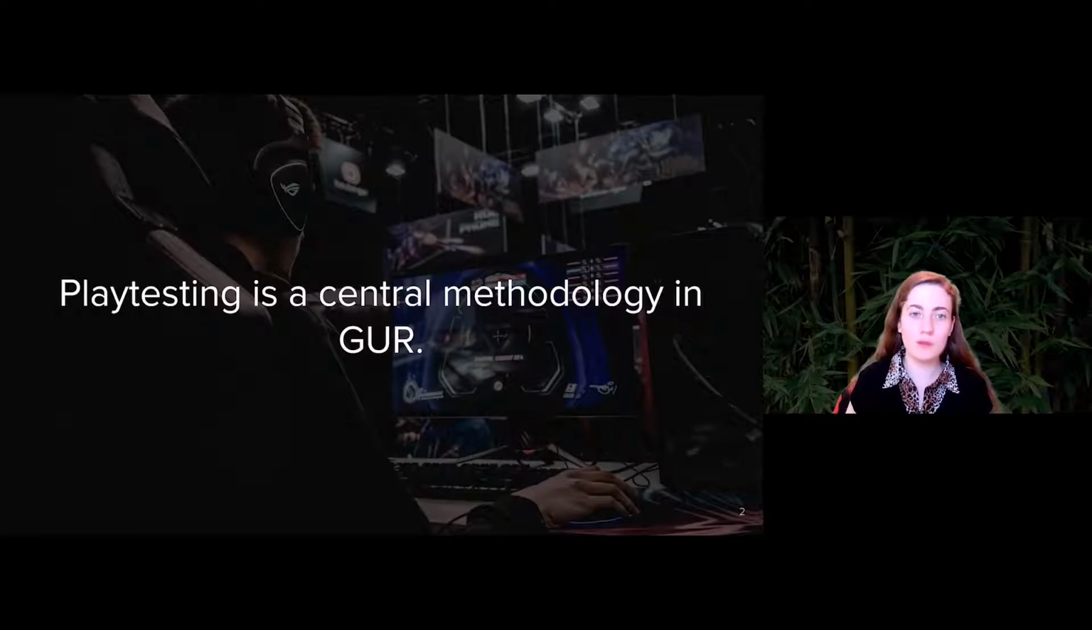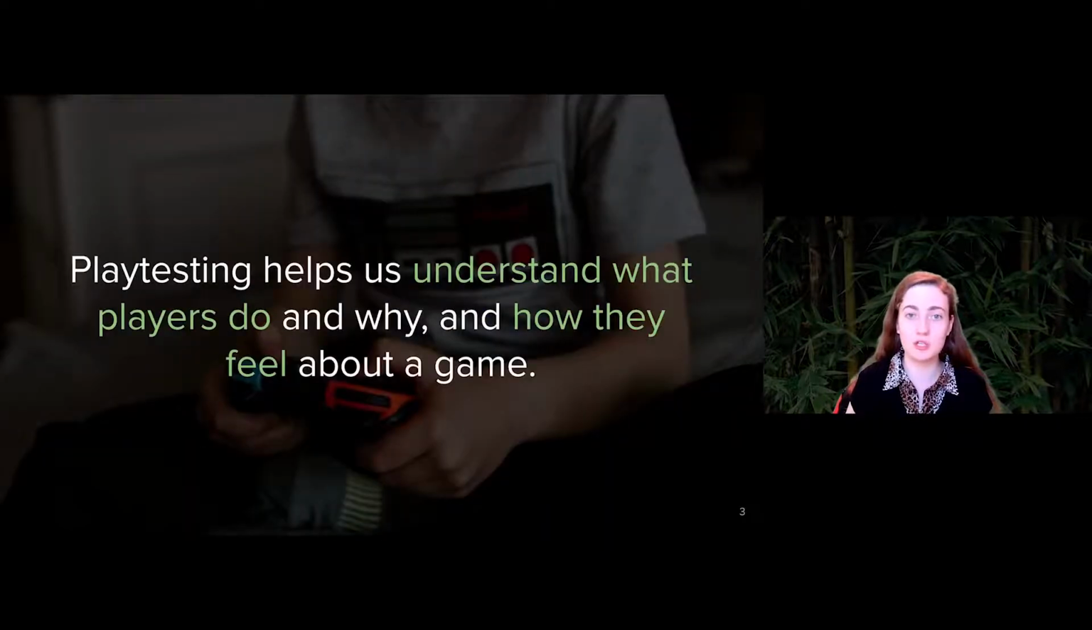So, we all know that playtesting is a critical part of games user research to answer questions about player understanding, challenge, enjoyment, and pretty much every other aspect of user experience. Playtesting is essential. But there's a problem.